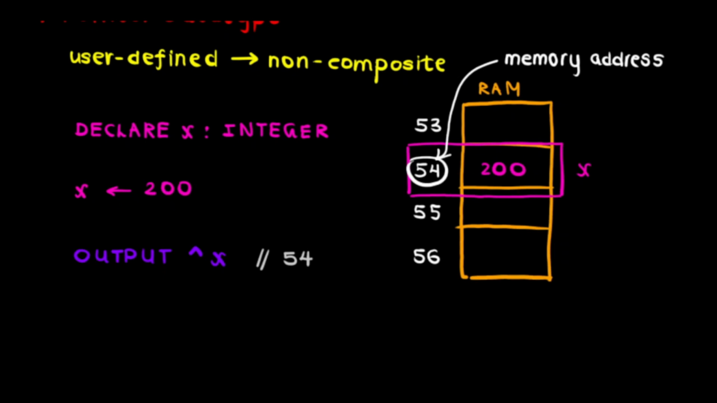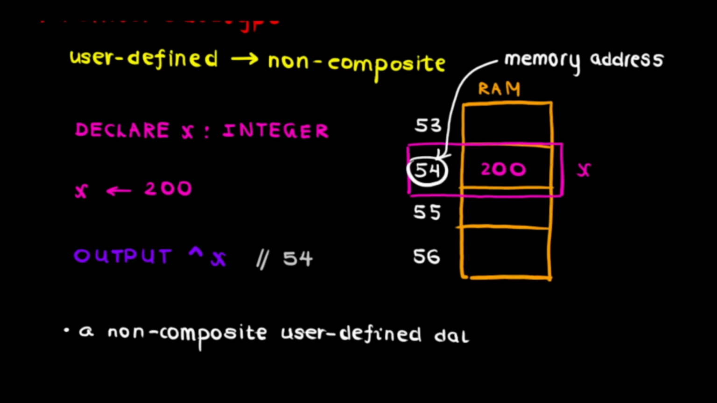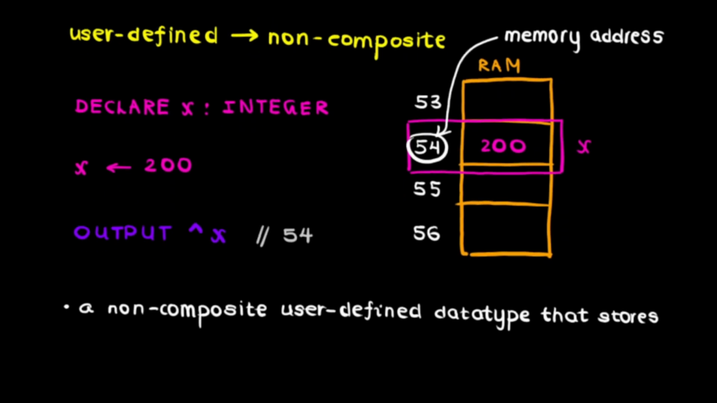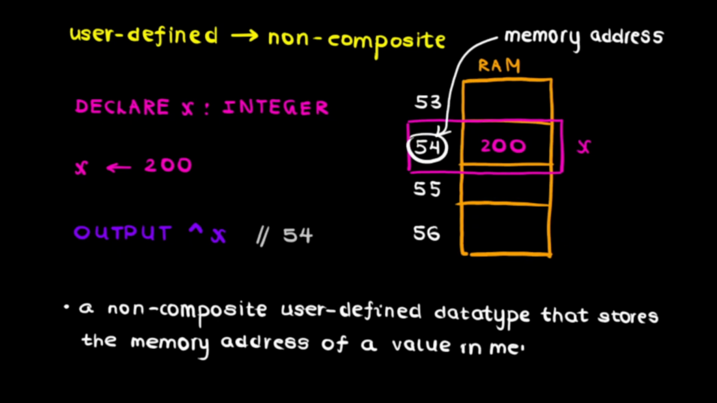So the pointer data type is therefore a non-composite user-defined data type that stores the memory address of a value in memory or a variable.